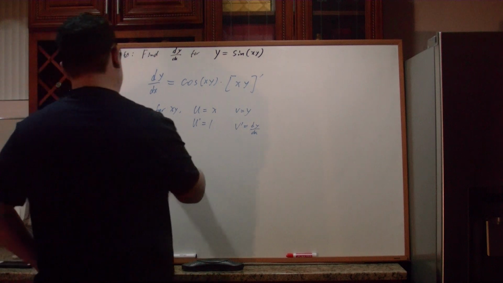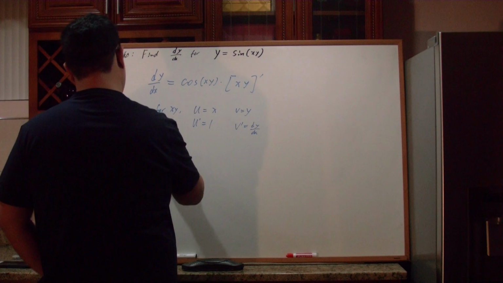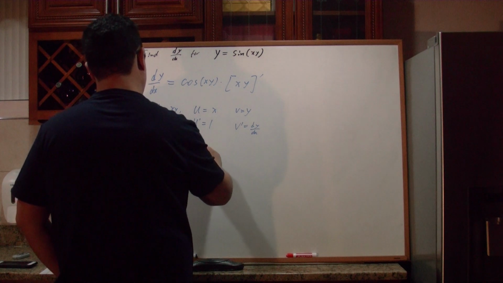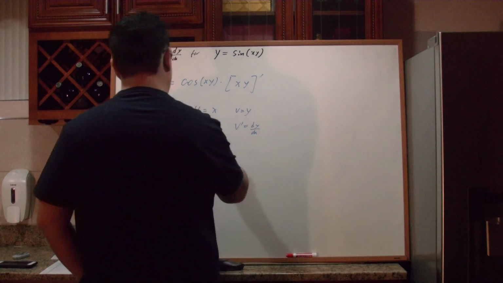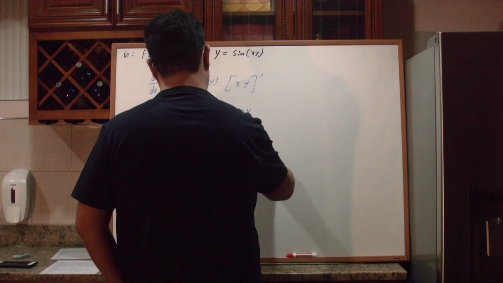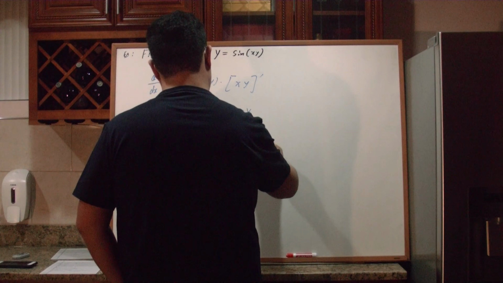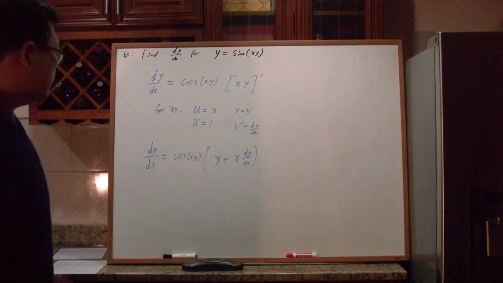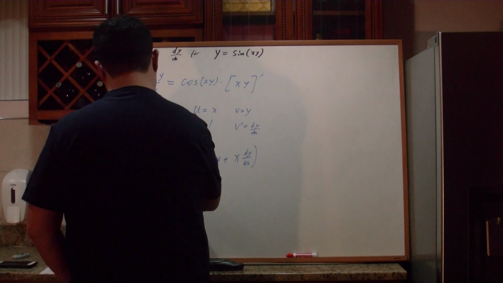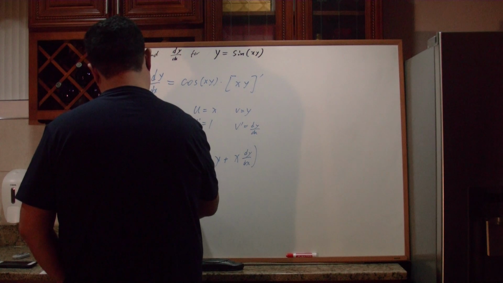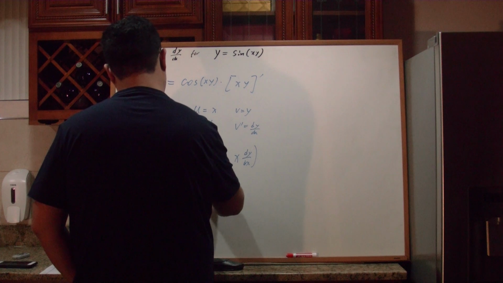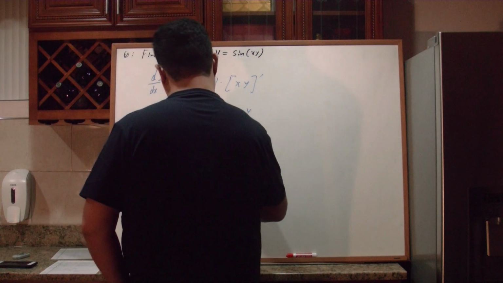Then dy dx will be cosine xy multiplied by u prime v plus v prime u. And we could expand it a little bit. Dy dx is y cosine xy plus x cosine xy dy over dx.